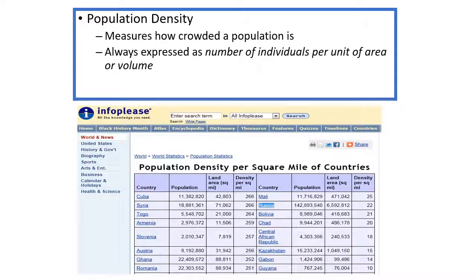So population density measures how crowded a population is, and it's always expressed as a number of individuals per unit area or volume. Here you see this info. We can look at Cuba: the population is 11,382,820. The land is 42,803 square miles, so the population density is 266 per square mile.